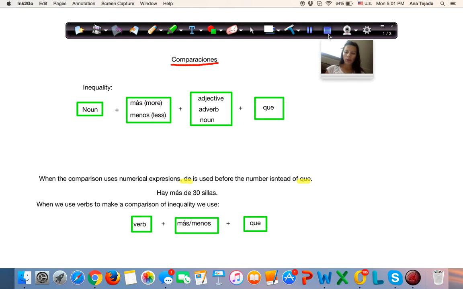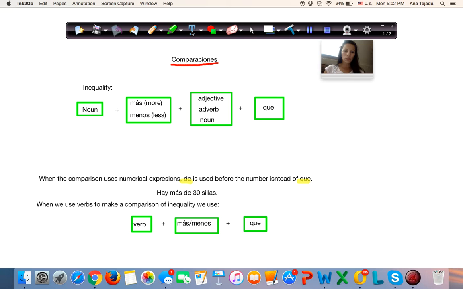Today we're going to talk about comparisons. We use comparisons to talk about which of two people or things has a lesser, equal, or greater degree. This is how we do it in Spanish. We're going to have a noun, then the words más or menos. Más is for more, and menos is for less. Then the adjective, the adverb, or a noun, and then the word que.